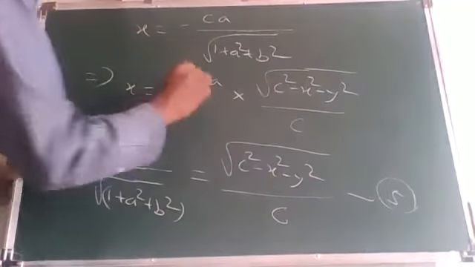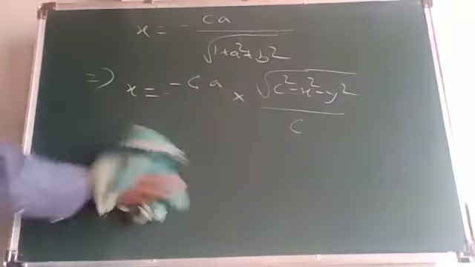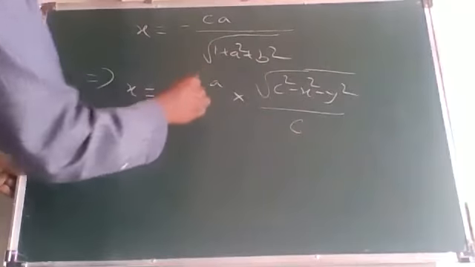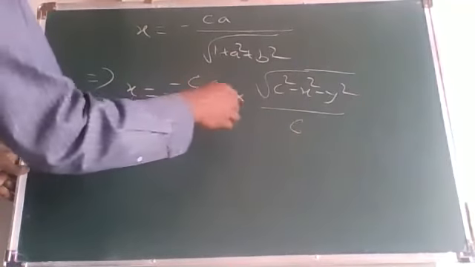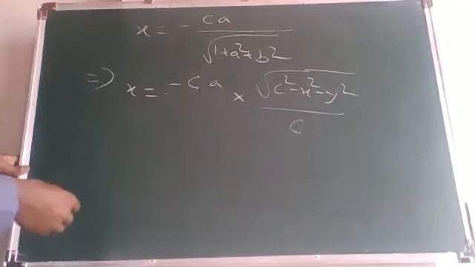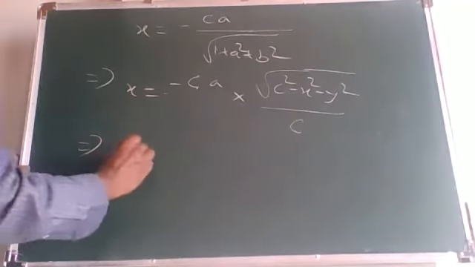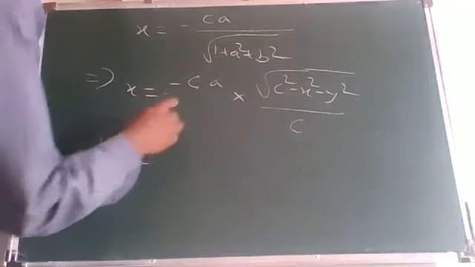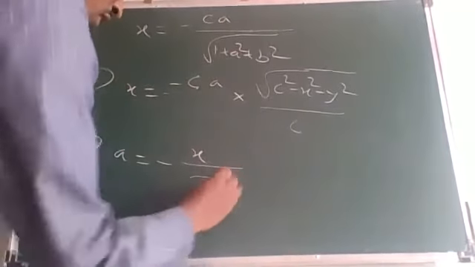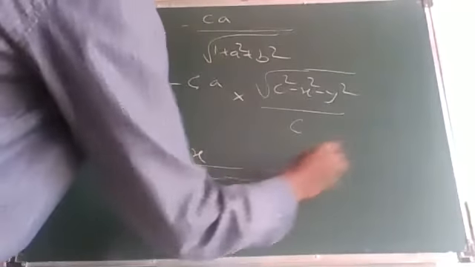This capital C and capital C get cancelled and we are left with, I want the value of small a. This capital C gets cancelled and take this square root on the LHS with minus sign also on the LHS. So a can be put in the form of minus x divided by square root of c square minus x square minus y square. Otherwise, put another number.